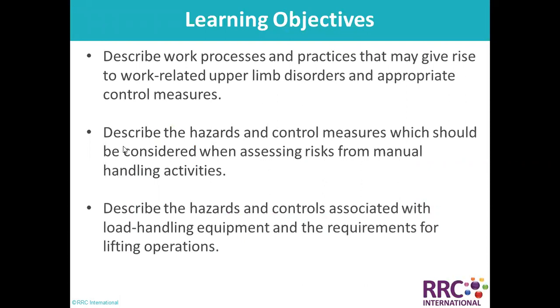So we have a few learning objectives. The first is work processes and practices that may give rise to work-related upper limb disorders, which is our key point to understand, and appropriate control measures. The second objective is to describe the hazards and control measures which should be considered when assessing risk for manual handling activities, as I mentioned earlier. And the third objective is, whatever load handling equipment we are using, we have to discuss certain requirements, especially for lifting operations, along with their hazards and controls.